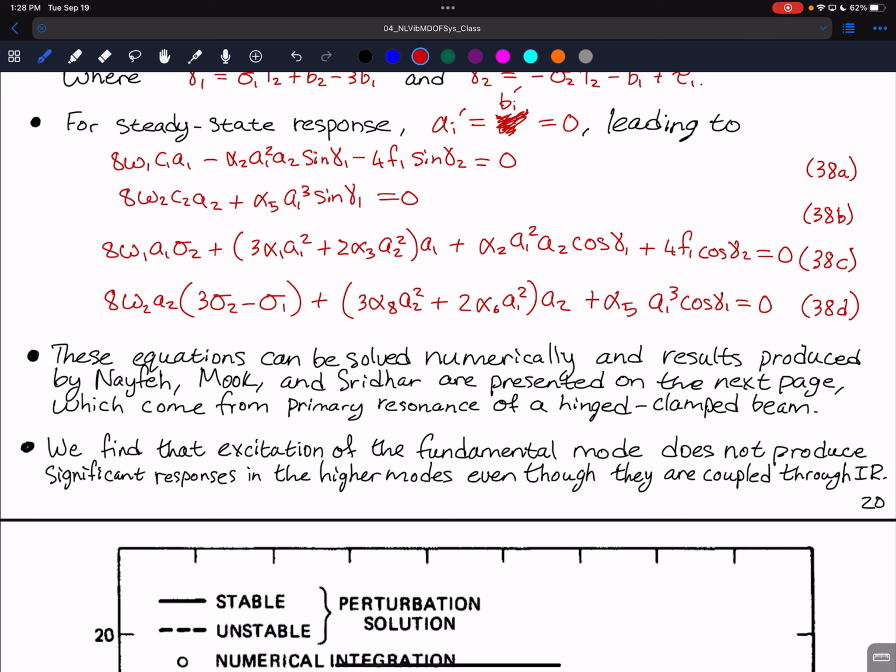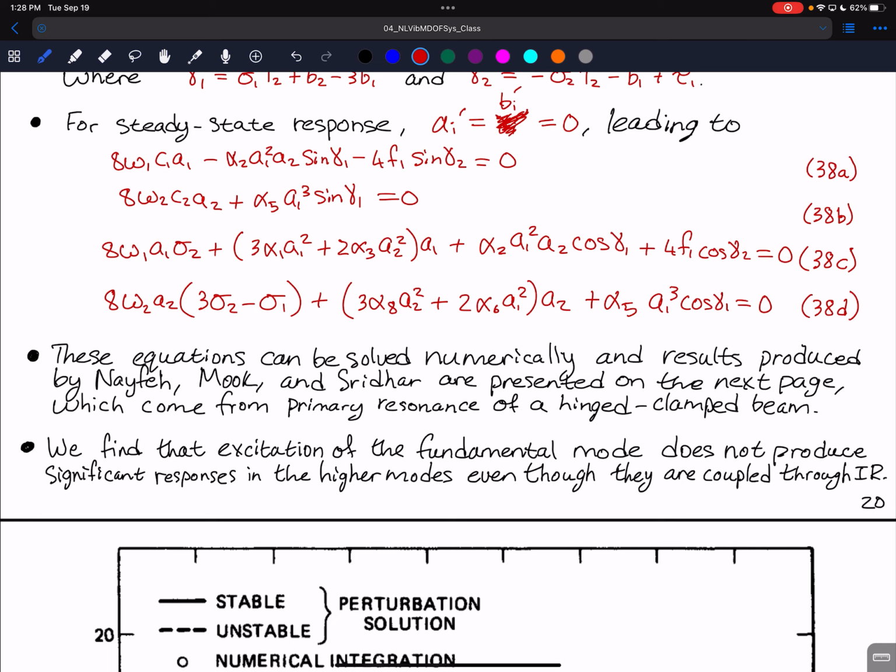Okay, so these 4 equations can be solved numerically. We're just going to look at the results produced by Nayfeh, Mook, and Sridhar. I tried to do this in MATLAB, it didn't work, and then I just used their results. I'm not necessarily sure how they managed to do it. When I tried to do it, it was not solvable, or it gave responses that didn't make sense.